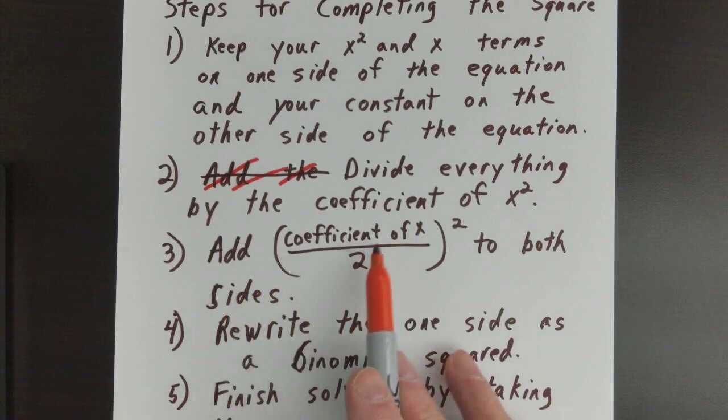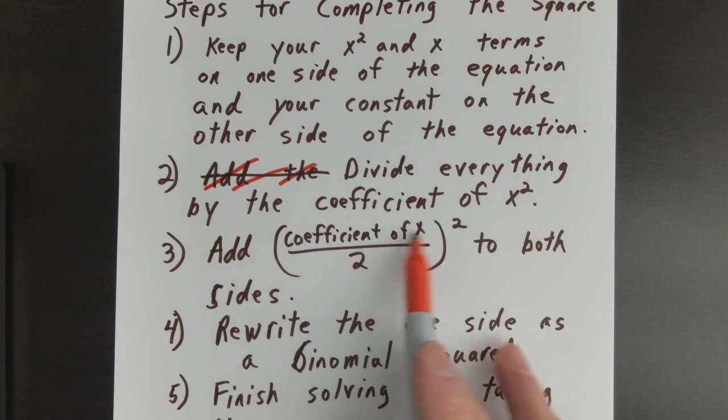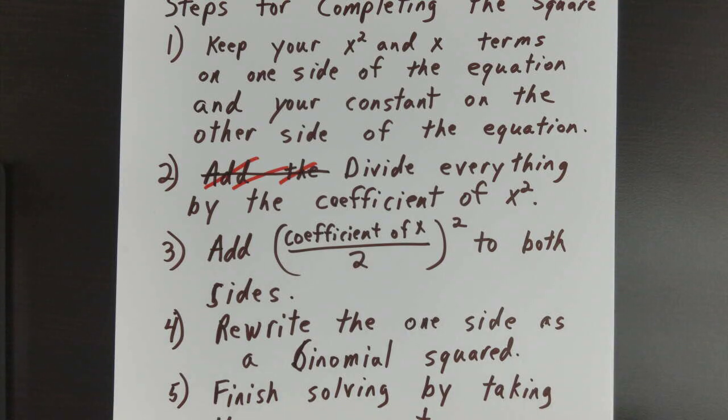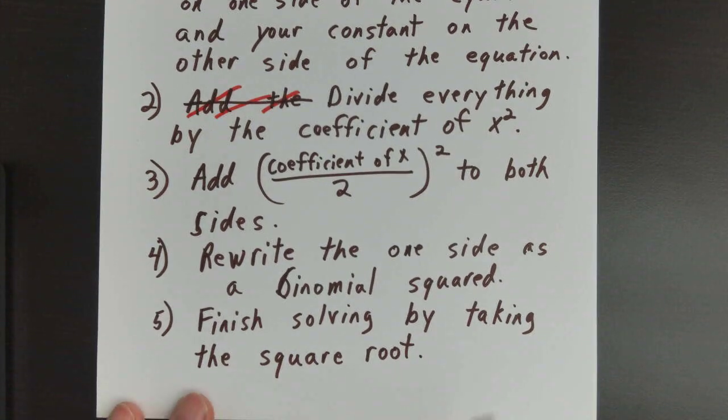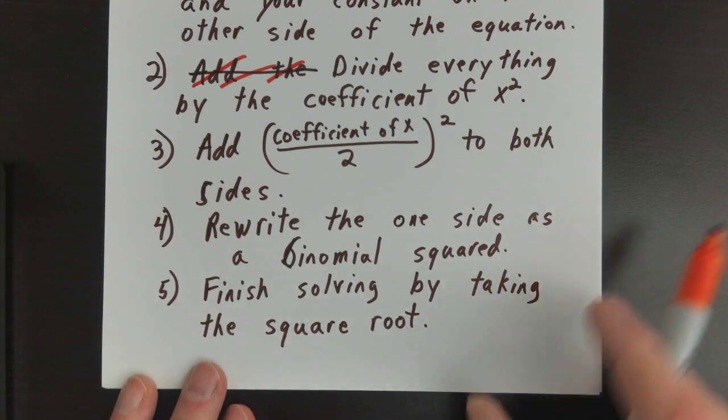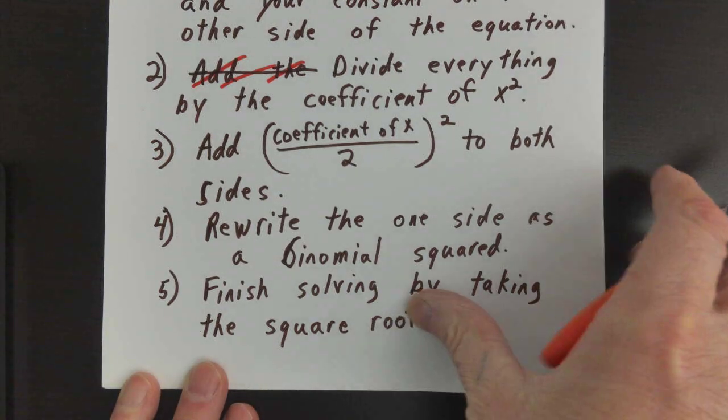The third thing is that coefficient of x. If you divide that by 2 and square that and add that to both sides of the equation, you'll complete the square. Then you rewrite the one side as a binomial squared, like x plus 3 squared. And then you finish by taking the square root of both sides. So that is, in a nutshell, how you complete the square.